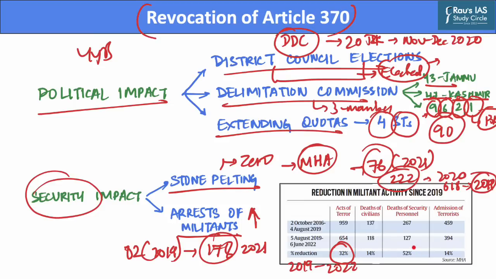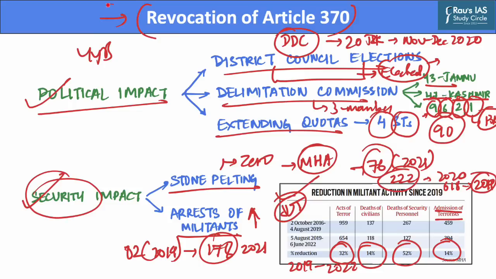Further, the deaths among security personnel have also reduced by 52%, whereas deaths of civilians in the valley have reduced by about 14%. Also, a reduction of 14% was recorded in the admission of terrorists. Thus, it has a significant positive security impact on the Union Territory of Jammu and Kashmir. Hence, judging by the political and security impact, we can easily conclude that the revocation of Article 370 has been beneficial for the Union Territory of Jammu and Kashmir.